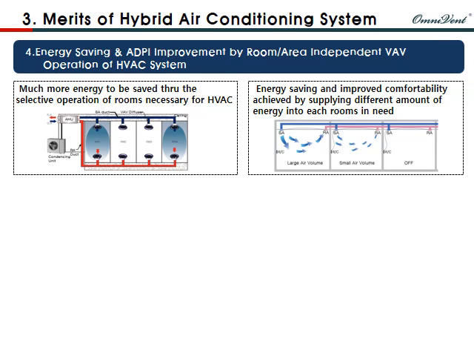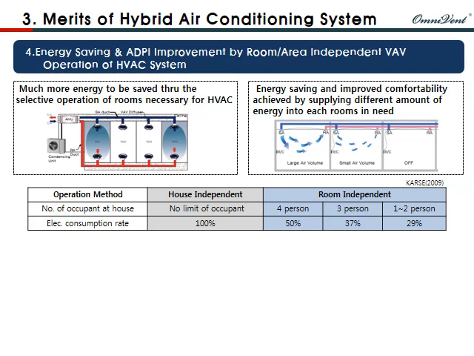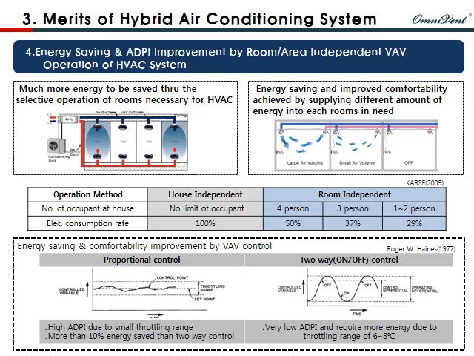As shown in the upper images, significant energy will be saved by being able to operate only in occupied rooms and improve comfort by supplying a different amount of air into each room as needed. The middle table shows that room-independent systems save much more energy than house-independent systems. The lower graphs show that the proportional control type with a smaller temperature gap is better than the on-off control with a bigger temperature gap for achieving room comfort.